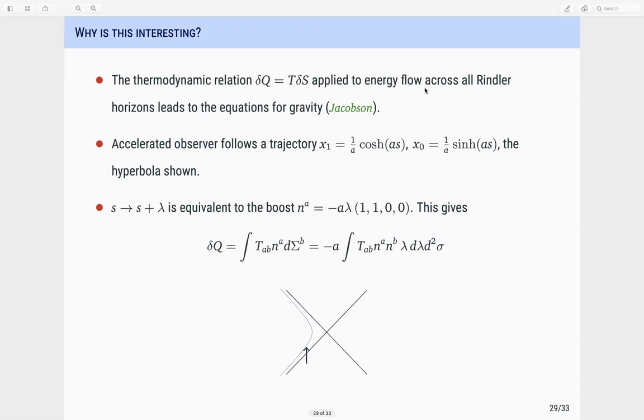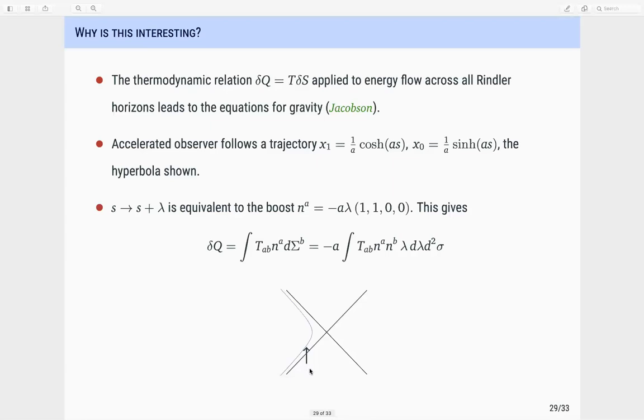And the idea is to look at energy flow across all Rindler horizons. Okay, so you look at an accelerated observer. The trajectory in terms of some parameter s can be written like this. A is the invariant value for the acceleration. This is just the standard trajectory for an accelerated observer. It's this hyperbola that I have shown here. Change s to s plus lambda, that's equivalent to a boost. And I can write the boost direction in this fashion. There's a null vector here multiplied by A lambda. Okay, just follows from this formula here.